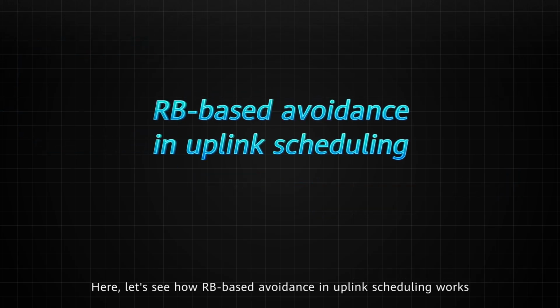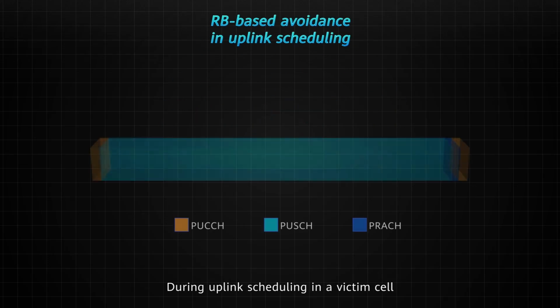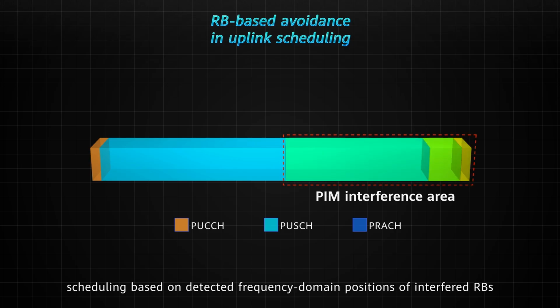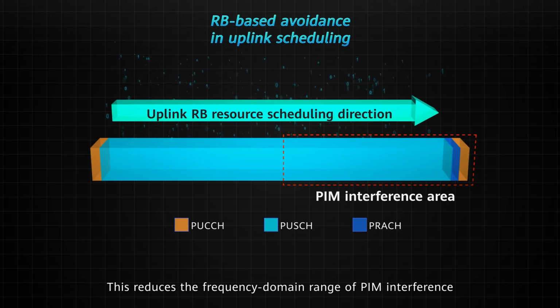Here, let's see how RB-based avoidance in uplink scheduling works. During uplink scheduling in a victim cell, the non-interfered RBs are preferentially selected for scheduling based on detected frequency domain positions of interfered RBs. This reduces the frequency domain range of PIM interference.